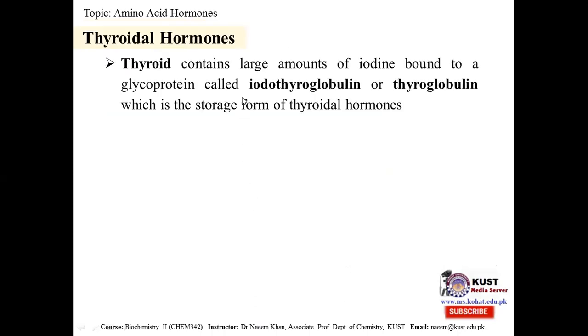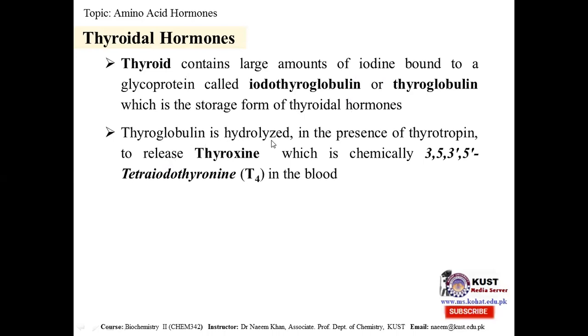Thyroid contains large amounts of iodine bound to a glycoprotein called iodothyroglobulin, or simply thyroglobulin, which is the storage form of thyroidal hormones. Thyroidal hormones, when released, are stored in the form of iodothyroglobulin, or simply thyroglobulin. And this thyroid gland contains a large amount of iodine, and this iodine is actually in the form of iodothyroglobulin.